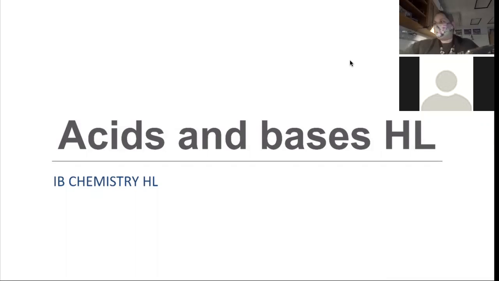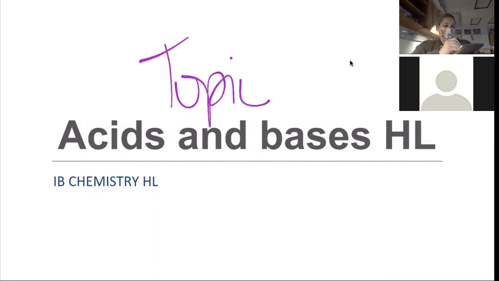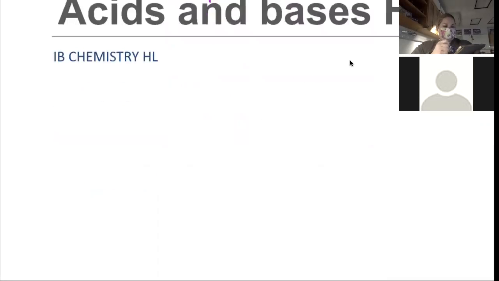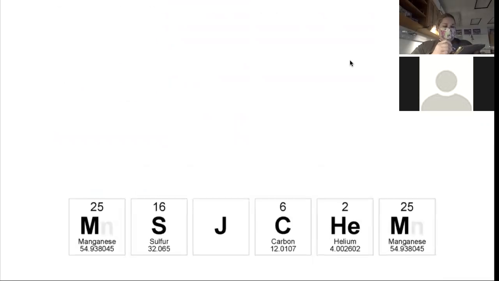All right, so this is topic 18, which is just the HL version of topic 8, acids and bases. So today we're talking about another definition, which is the Lewis acids and bases. It's going to be different from Bronsted-Lowry.